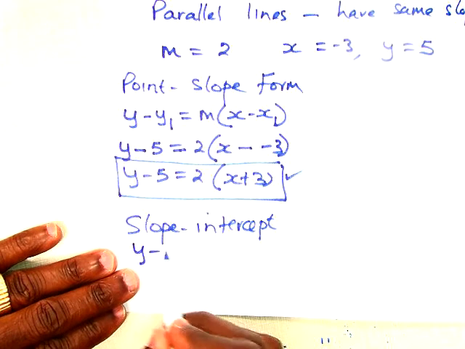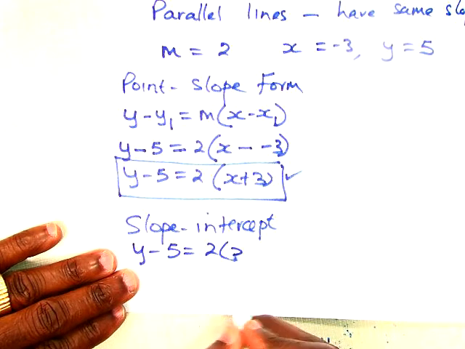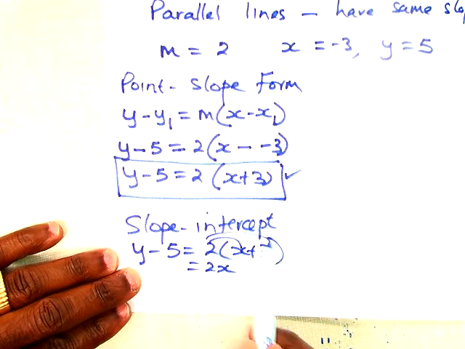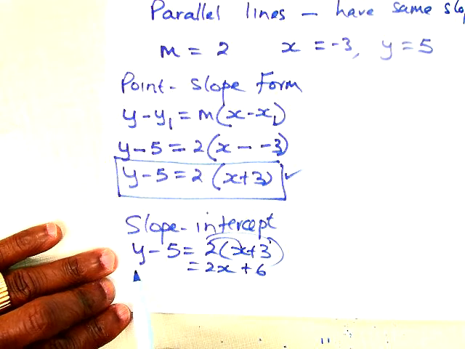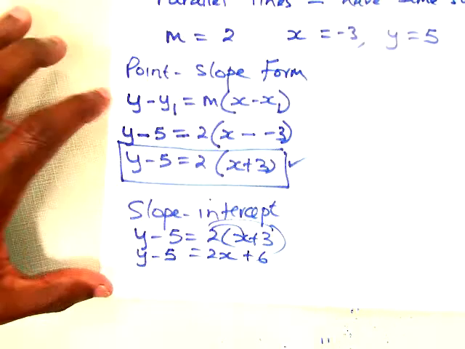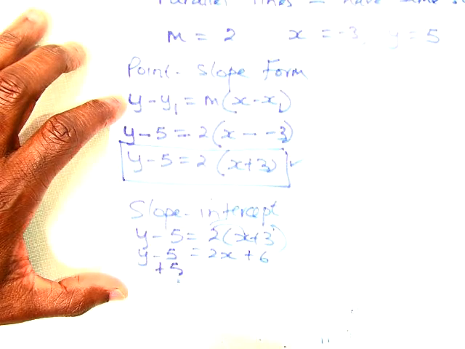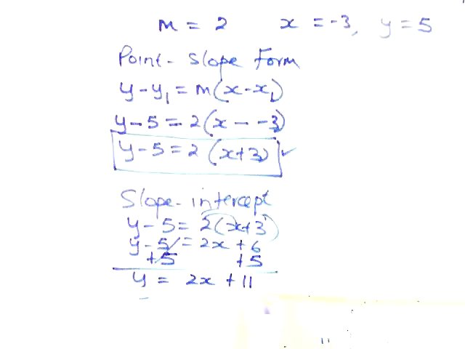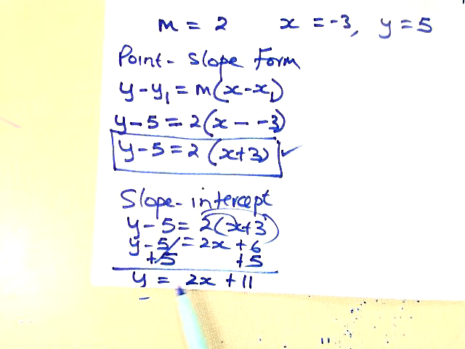So let's go ahead and distribute on the right side first. So 2 times x is 2x, 2 times 3 is 6. So we have y minus 5 is equal to 2x plus 6. Let's finally remove the 5 from this side. It's a -5, so I'm going to add 5 to both sides. So now my equation is y equals 2x plus 11. And this is in slope-intercept form. We can clearly see the slope is 2, the y-intercept is 11.